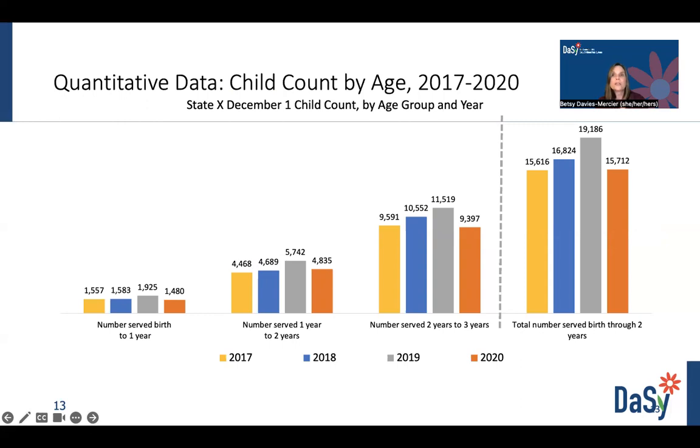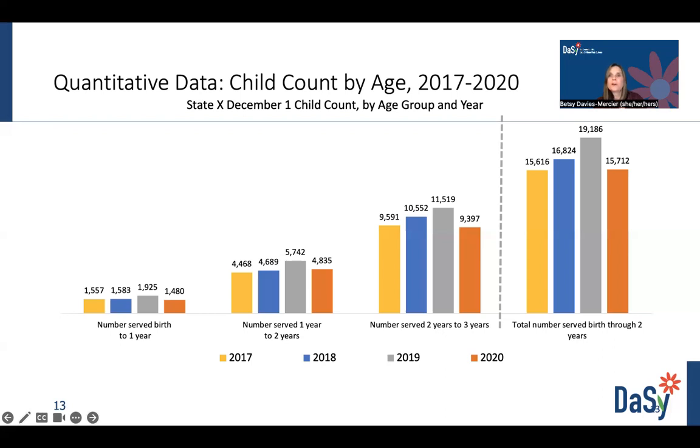There are 4 sets of colored bars that show counts, or the number of children served in early intervention in 2017, 2018, 2019, and 2020. Each year is represented by a different color, with counts from 2017 shown in yellow, counts from 2018 shown in blue, and so on. The number on top of each bar is a count of children served in that year.